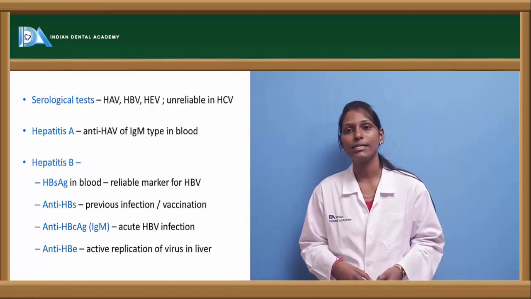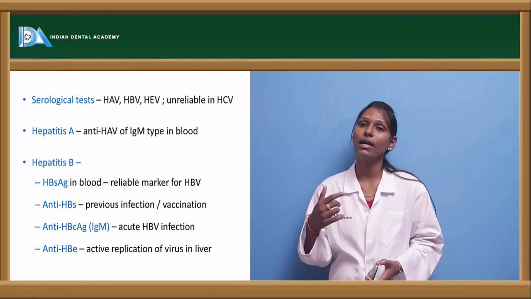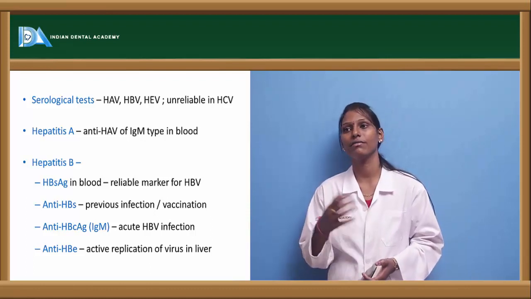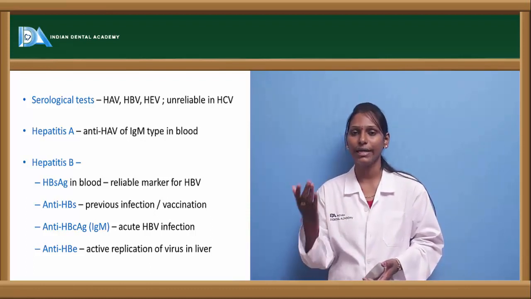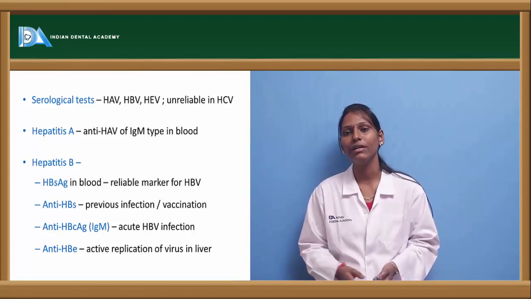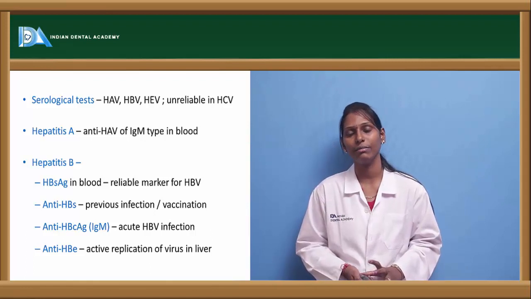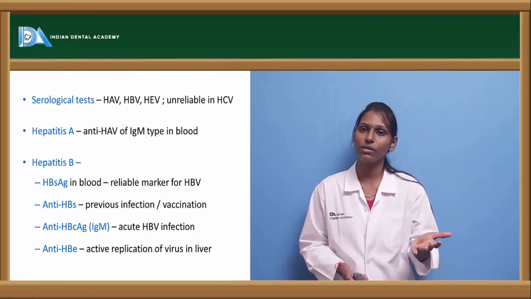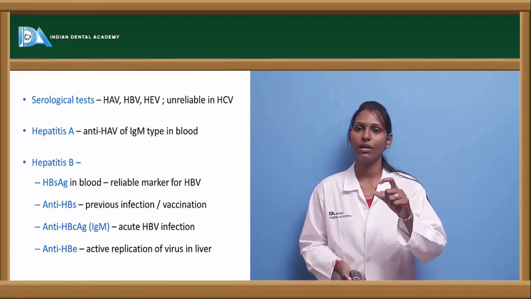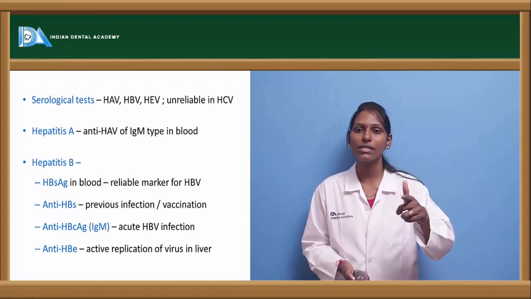Other serological tests include tests for antibodies against the viruses HAV, HBV and HEV. However, for HCV, the serological tests are usually unreliable. Virological tests are also available to know which type of virus is causing the hepatitis.